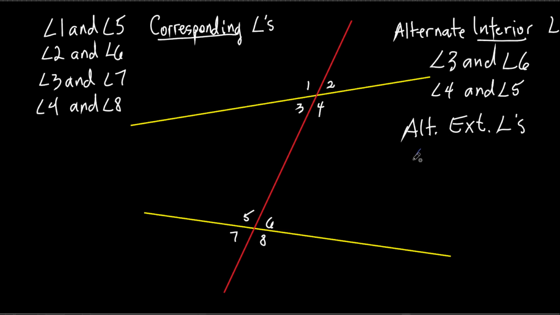So what? Angle 1. And what's the other alternate exterior angle with that? Angle 8, okay? You got one more set. What would that be? What's the other exterior angles? 2 and 7. That's right. So let's write that down. Angle 2 and angle 7. Everybody got that?